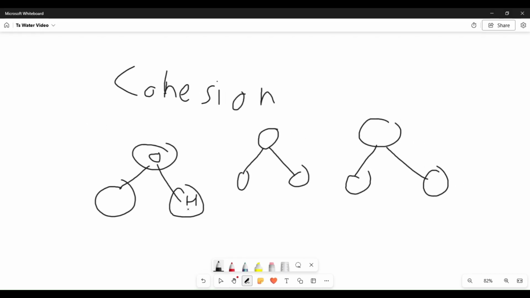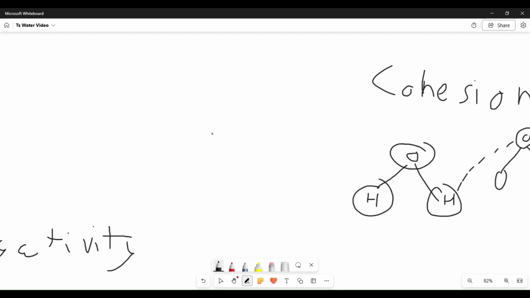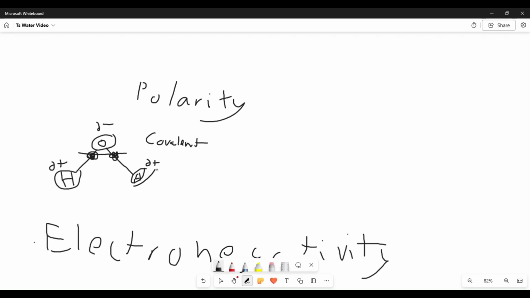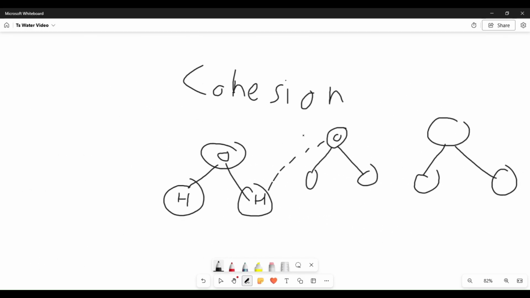Because of water's polarity and its uneven charges, it can form hydrogen bonds. These bonds form because the oxygens are electronegative and have a partial negative charge compared to hydrogen's partial positive charge. So since positive and negative attract, they can create weak attractions, or strong attractions in this case, with each other, which result in what are known as hydrogen bonds.